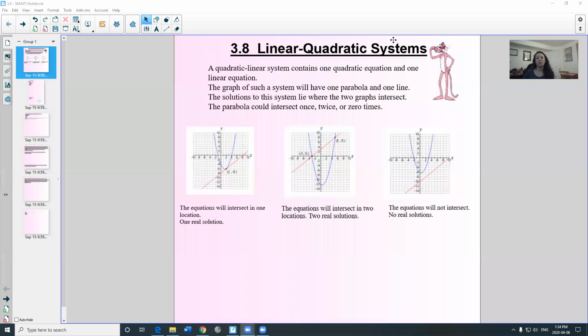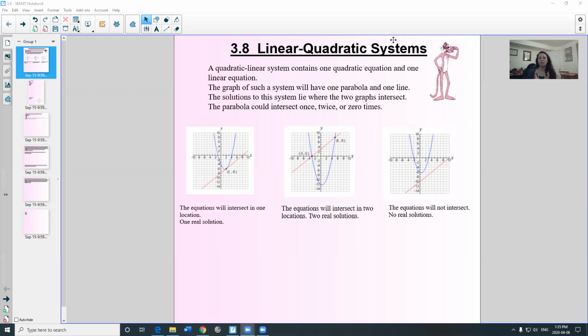Everybody, welcome to 3.8 Linear Quadratic Systems. Today we are going to see what happens when a linear relation is graphed at the same time as a quadratic relation, and what types of ways they can intersect each other. So we're going to use a little bit of knowledge from previous courses in grade 9 and in grade 10 to figure out the solutions to our system.